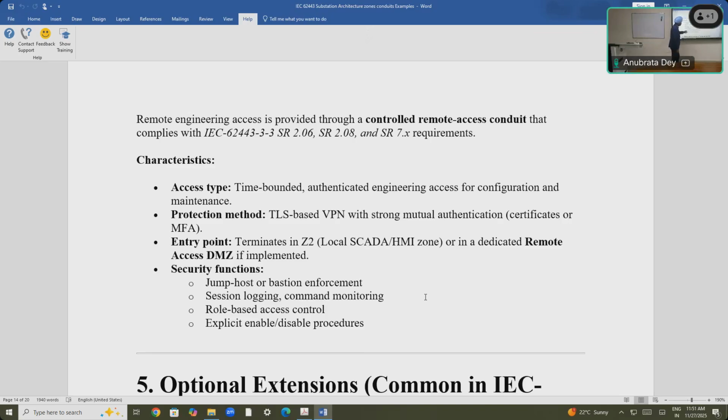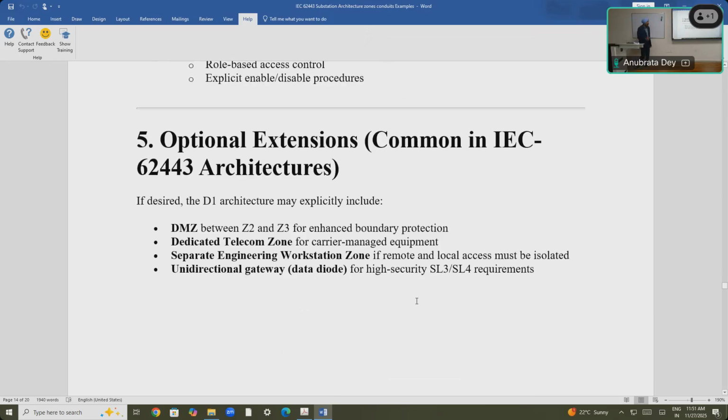Some of the security functions are jump host and bastion enforcement. We'll talk a little bit more about that later on. What are they? Role-based access, enable, disable, and logging and monitoring. And as I talked about, you could set up a DMZ. Those are optional extensions.